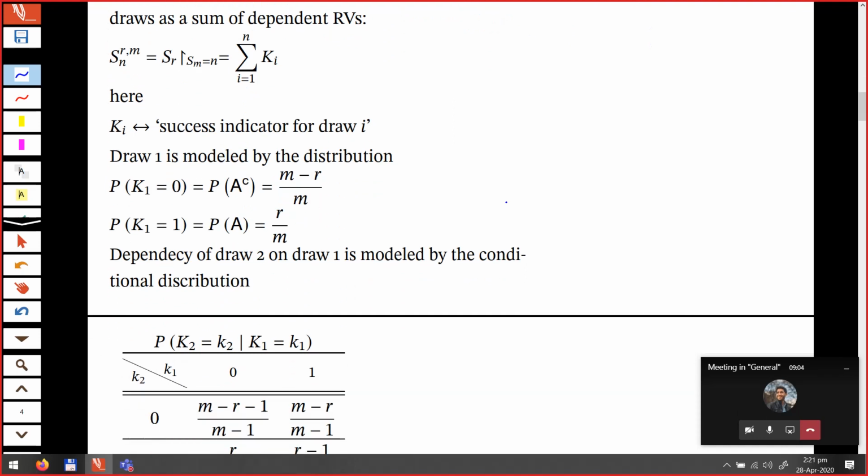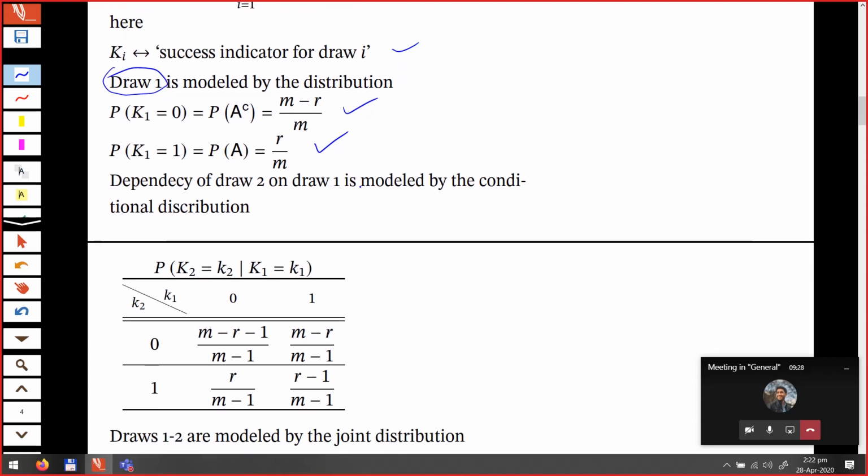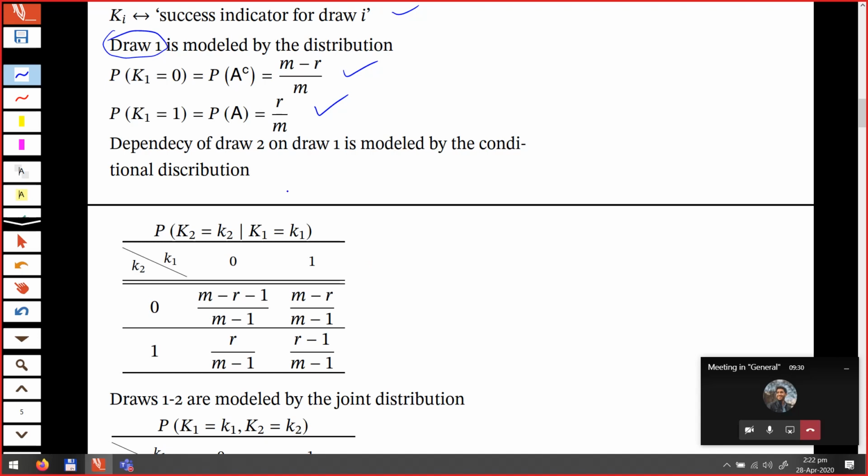So now if I start with draw 1, instead of experiment 1, I will simply say draw 1. For draw 1, we have that Bernoulli random variable K1, yeah, success indicator of draw 1, and K1 equal to 0 is failure, K1 equal to 1 is success. So these are the 2 probabilities. I think by now you should be very comfortable with this. What is new is the dependency of draw 2 on draw 1, yeah?